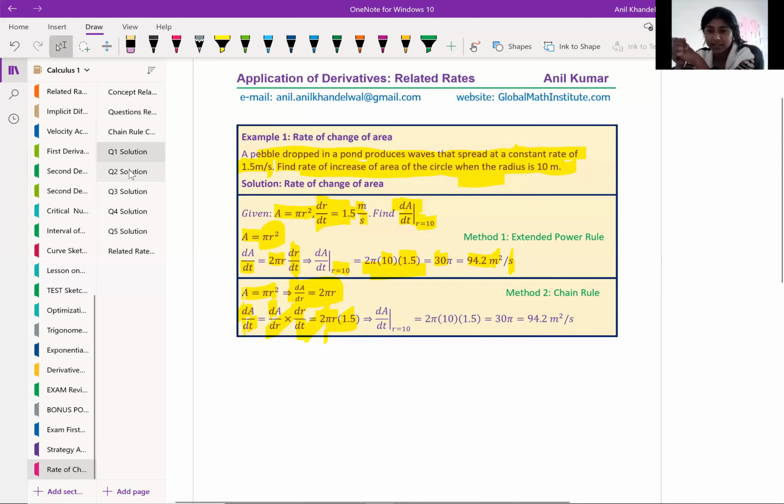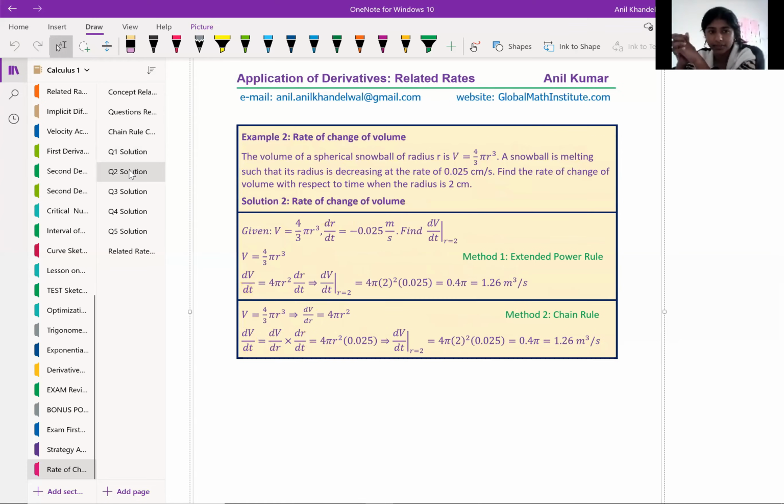So this was a very simple example, but an excellent example to understand the concept, right? Let's definitely take question number two. I'd like you to read it now and then explain the two solutions. Okay. So the volume of a spherical snowball of radius r is volume equals 4/3 pi r cubed. A snowball is melting such that its radius is decreasing at the rate of 0.025 centimeter per second. Find the rate of change of volume with respect to time when the radius is 2.